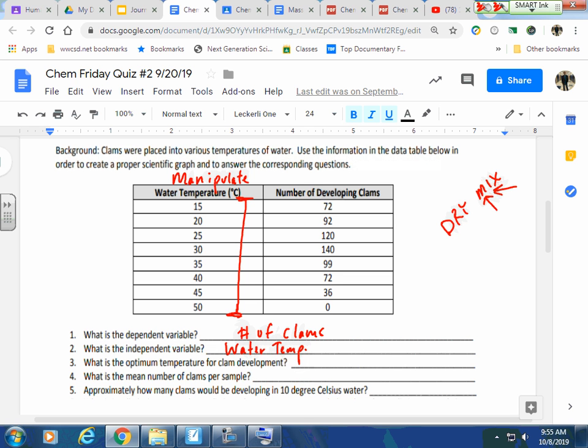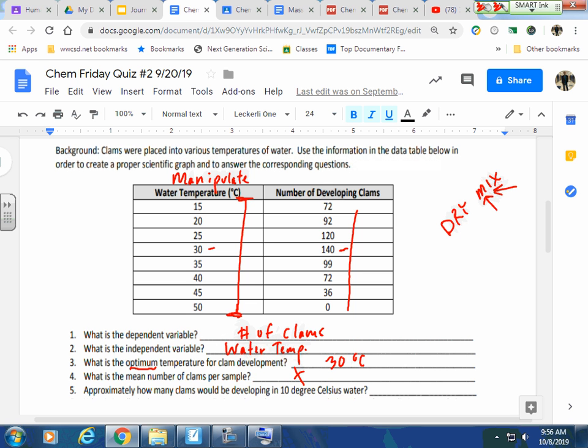All right? What is the optimum? Optimum means best temperature for clam development. So if I look at these numbers here, 140 is the highest. So that answer would be 30, and the units are degrees Celsius. Number 4, I told you to skip because we didn't talk about the mean. No, because you were wrong anyway. I'm just kidding. I probably didn't even look at it.